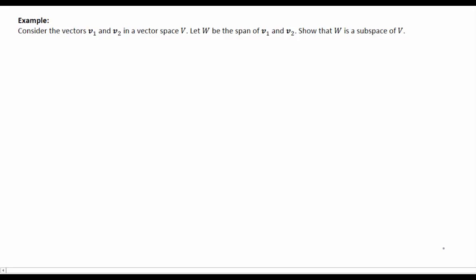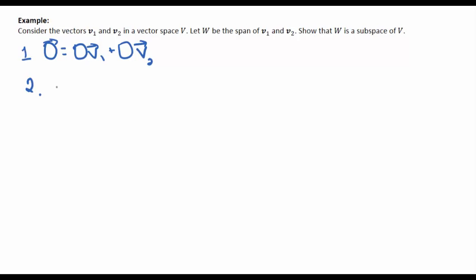Next, let's consider 2 vectors in a vector space V. We're going to let W be their span. We want to show that W is a subspace. Well, let's start with closure under addition. Let's start with the 0 vector. 0 is equal to 0 v1 plus 0 v2. So that's in there.